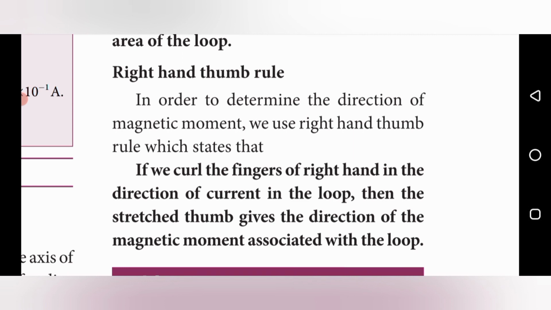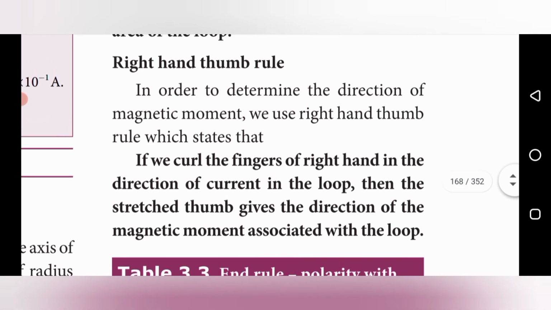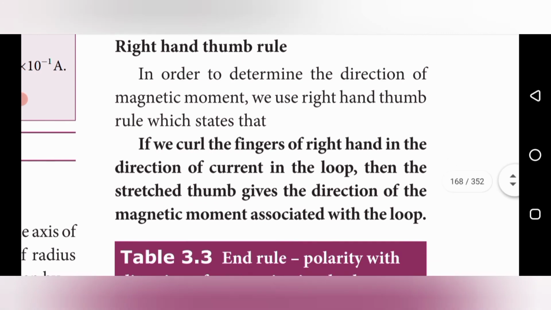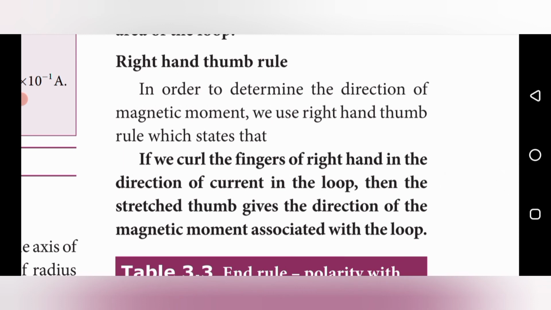The same procedure: hold your hand and raise up your thumb. We curl our right hand and raise the thumb in the upward direction. The fingers represent the direction of the current and the thumb represents the direction of the magnetic moment. According to that statement, we curl the fingers of the right hand in the direction of the current in the loop, then the thumb gives the direction of the magnetic moment associated with the loop. This is a method to find the direction of the magnetic dipole.